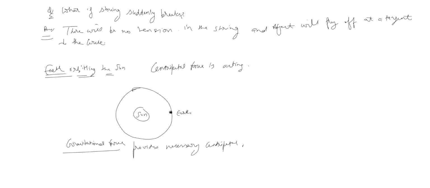What does that mean? This means at any point, Earth will try to move tangentially, but the Sun's gravitational force will pull it back toward the center. It will try to move tangentially, and gravitational force will bring it toward the center. This is how it maintains its circular path around the Sun.